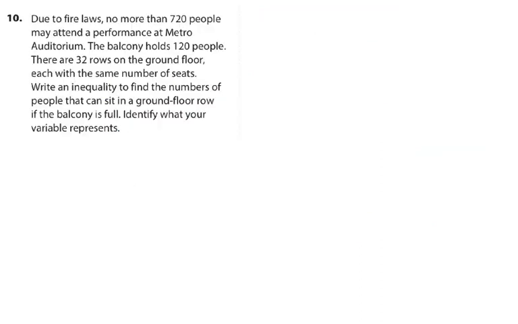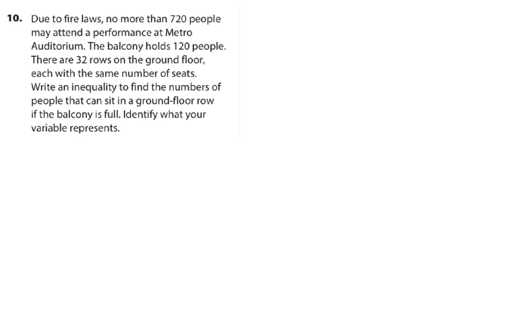Again, go ahead and read the problem first, try and solve it on your own, and then replay the video when you're ready to check your work. It says, due to fire laws, no more than 720 people may attend a performance at Metro Auditorium. The balcony holds 120 people. There are 32 rows on the ground floor, each with the same number of seats. Write an inequality to find out the number of people that can sit in a ground floor row if the balcony is full. Identify what your variable represents.